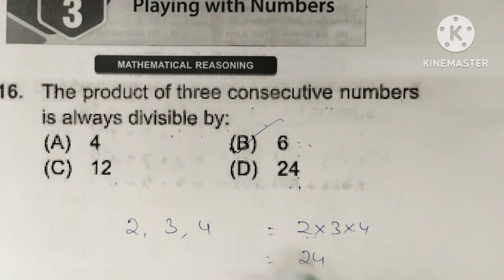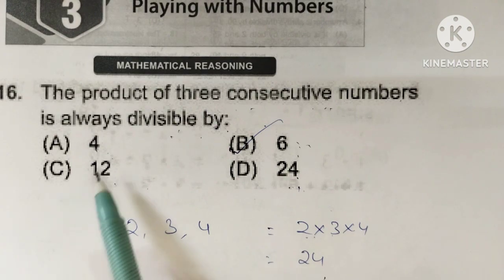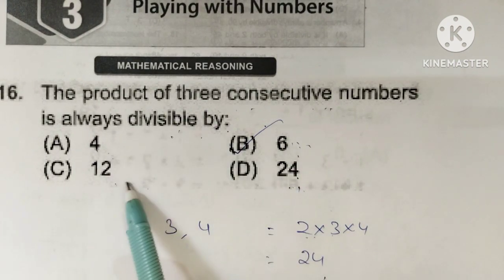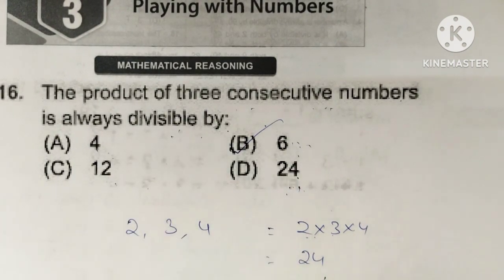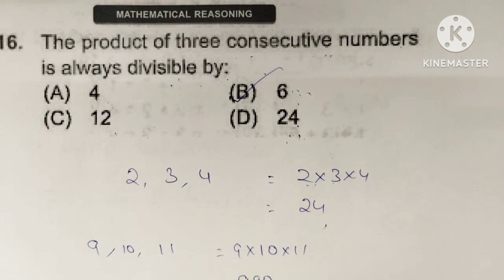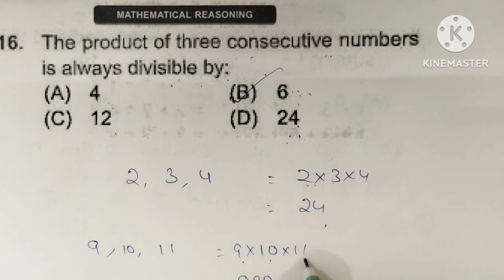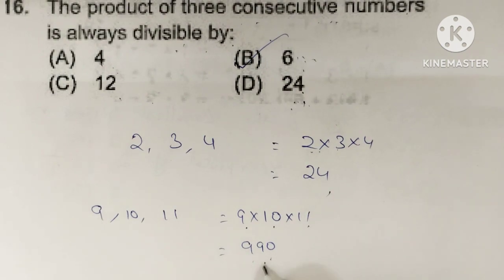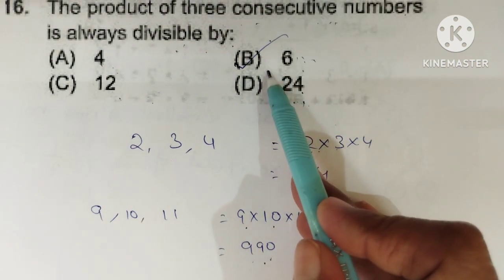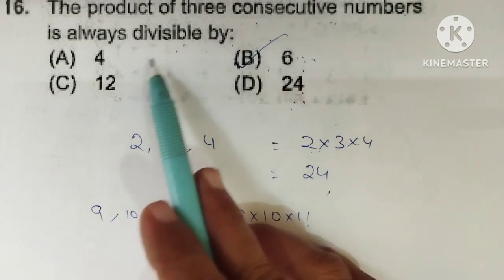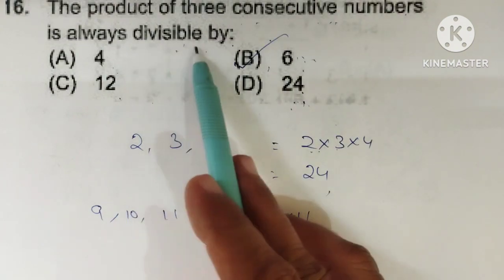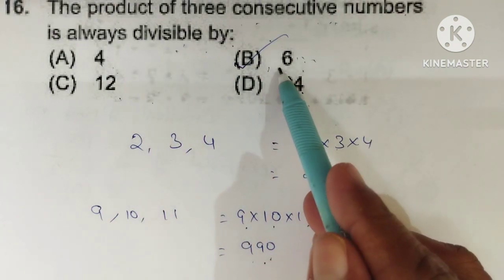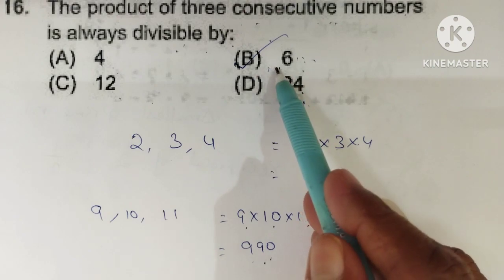Now I am taking this. The product is 24. So 24 is divisible by 4, 6, 12 and 24. Now I am taking another example of 9, 10 and 11. 9 tens are 90, 90 elevens are 990. 990 is only divisible by 6. So the product of 3 consecutive numbers is always divisible by only 6. So option B is the correct one.